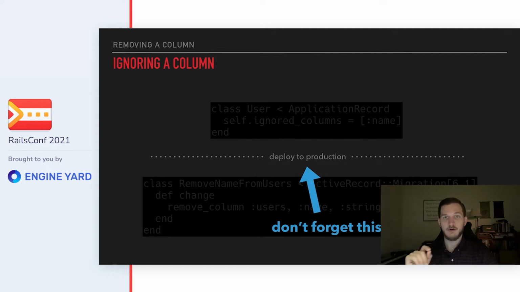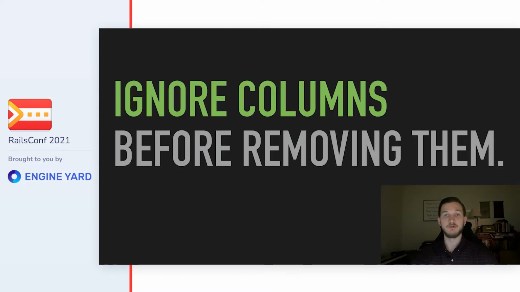I'm not going to be calling out each deploy specifically because that's going to be highly variable depending on your application. Are you multi-region? Any number of things. Are you running in Kubernetes like all the hotshots are nowadays? I don't know. But suffice it to say that each step that we talk about when making these migrations safely likely will require a separate deploy to production, and they're not all going to be highlighted. So, don't forget that part. And don't forget to ignore columns before you remove them.